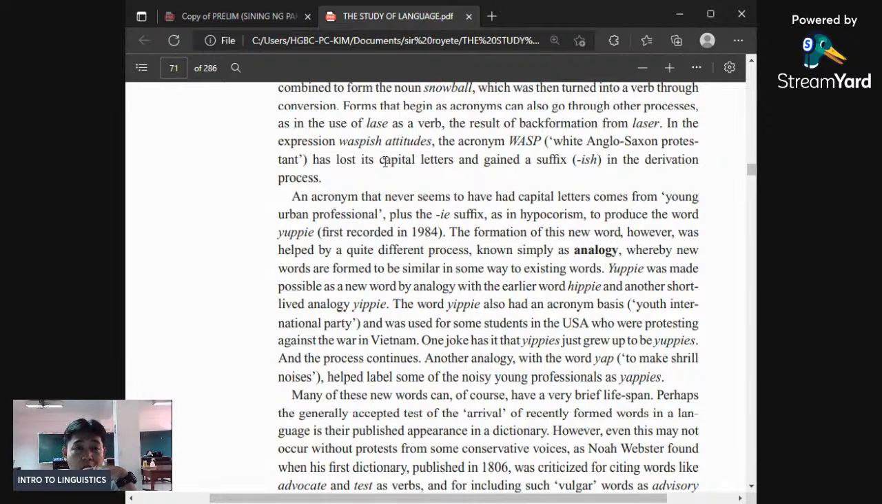We also have WASPish attitudes. Acronym WASP, White Anglo-Saxon Protestant, WASPish. So WASP is acronym plus the suffix ish. So dalawa yung process sa kanya, acronym and derivation process.